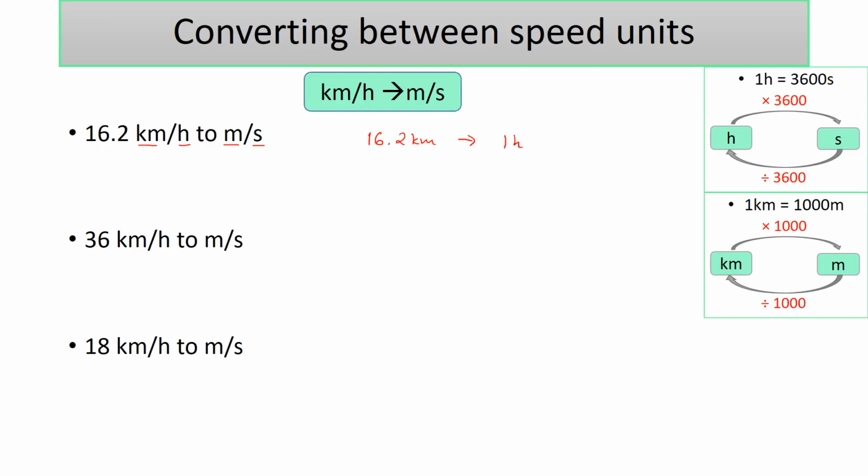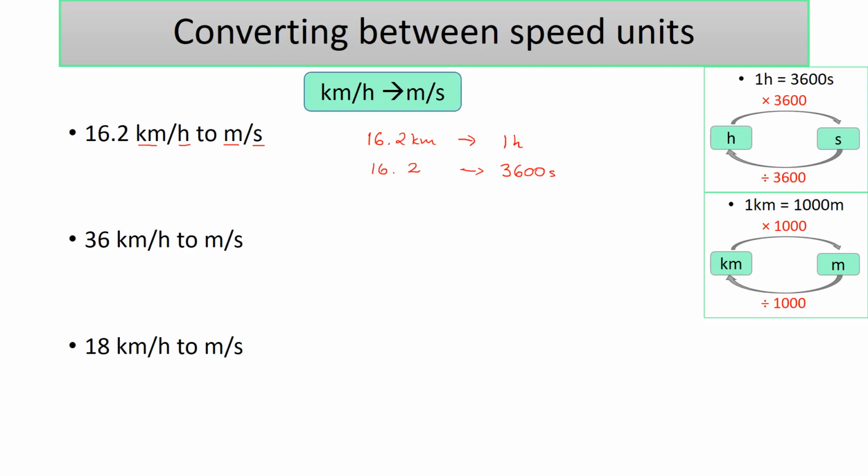Now I can rewrite this because I know that 1 hour is equivalent to 3,600 seconds. Now notice I don't really multiply it here by 3,600 because I'm not multiplying from seconds to seconds. I'm just writing that this is equivalent. 1 hour is the same as 3,600 seconds. So I don't need to multiply the left hand side here. All I'm writing is that 1 hour is the same as 3,600 seconds.